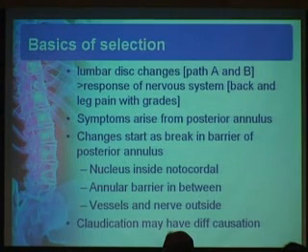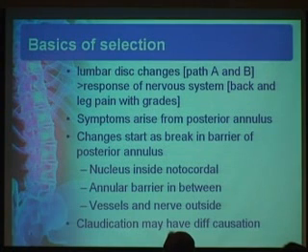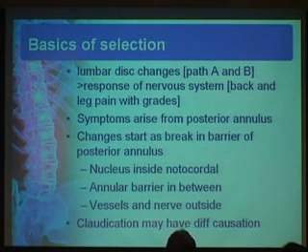Basically, the basis of this selection is that we understand the patient's symptoms are arising because of the response of his nervous system to the change in the anatomy. And the change in the anatomy is mainly restricted to the posterior annulus of the disc. You would appreciate that the symptoms are not arising from the anterior two-thirds of the disc, but only from the posterior or the posterolateral part of the disc.